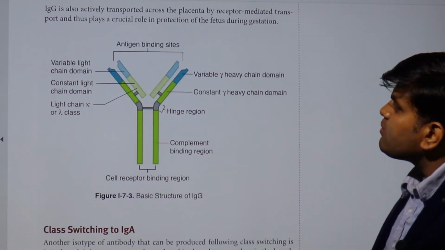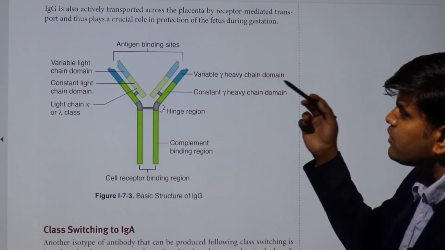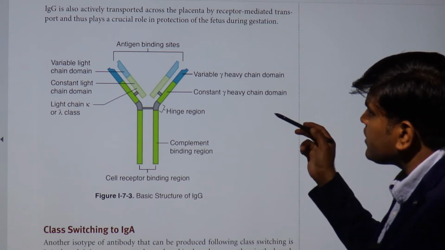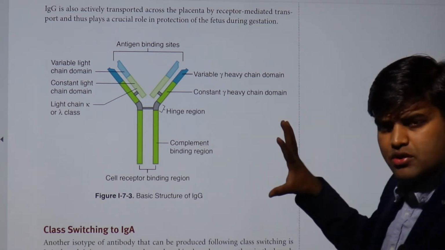Okay, so this is the antigen binding site. We have discussed the variable region, constant region, hinge region, complement. We have discussed everything.